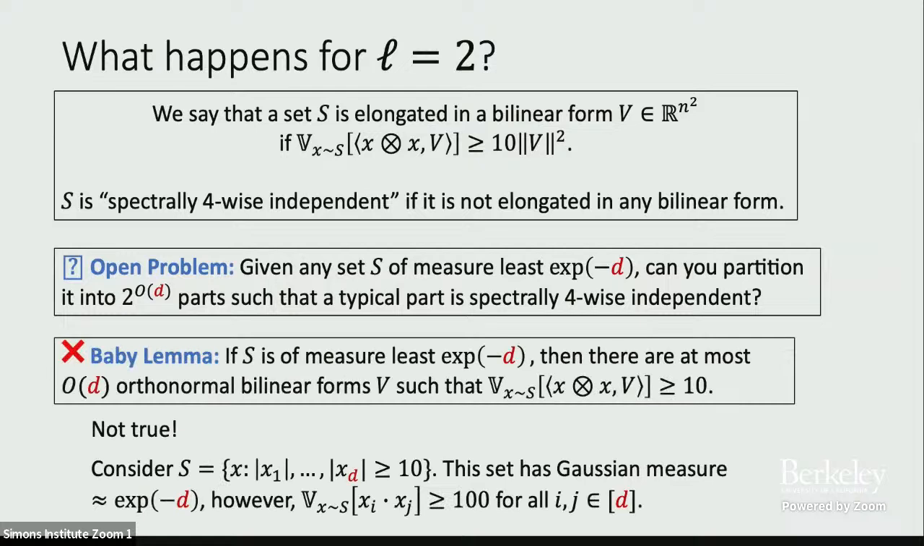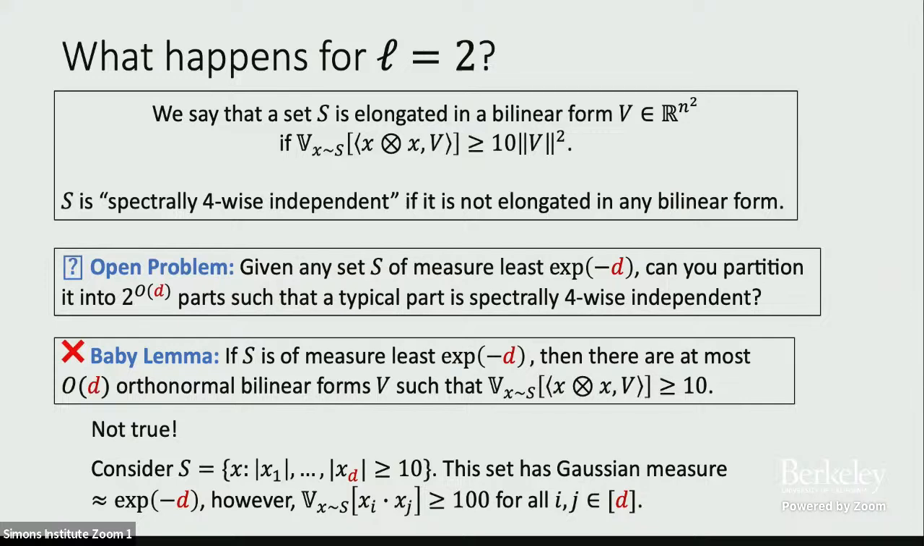And the difficulty is in some sense that this baby lemma is no longer true. You can have sets whose measure is like 2 to the minus d, but there are d square bilinear forms along which the set is elongated. And really, this is the example. But the key point here is that even though there are so many bilinear forms, there are actually these d pieces of information that once you fix these d pieces of information, it kills off all these d square bilinear forms. So that's the hope. And maybe there is some other way of partitioning so that you can still do this.